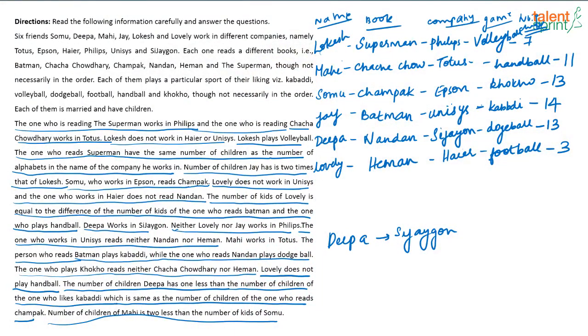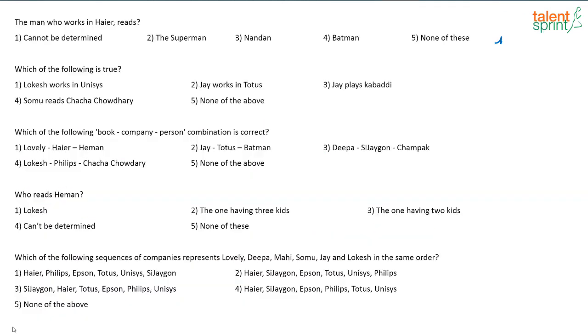Okay. Now this is not the only way in which puzzles will work. The method that you have to follow is different. Like I said, sometimes just by going step by step, reading sentence by sentence, you will keep getting the arrangement. Sometimes you will have to skim through the given sentences, go back again, take some information and then solve. Okay. So now we have solved this. Let us look at the questions that follow. First question. The man who works in Hair reads what? He-Man. It's not there in the given options, so it is none of these.